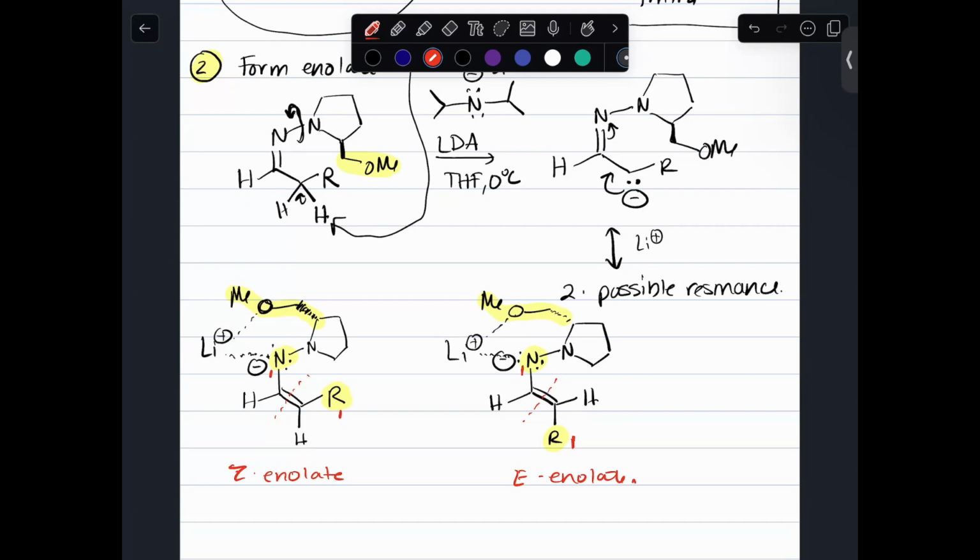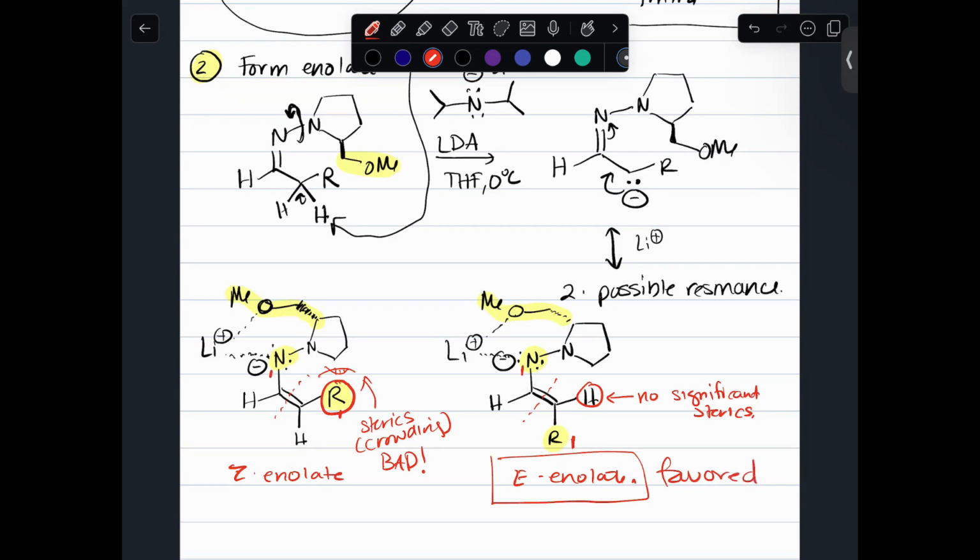You'll notice that for the Z enolate, if I have a bulky R group, I'm going to start noticing sterics, i.e. crowding. This is bad, and therefore unfavored. Hydrogens are small. There won't be significant sterics. So in this case, my E enolate is favored. So vastly different from what we've seen from Evans oxazolidinones, Andy Myers pseudoephedrine, where the Z enolate was always the one that was favored. For SAMP and RAMP, it's the E enolate that's favored now.